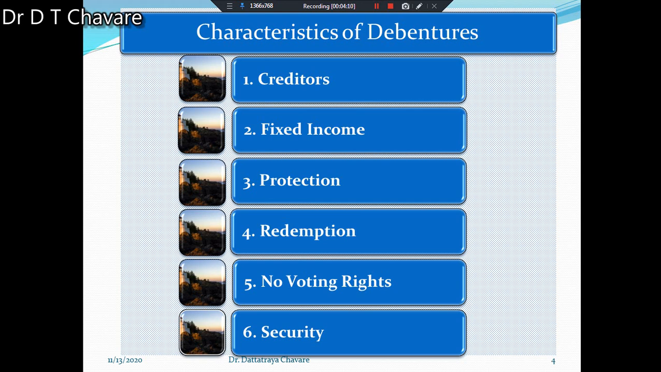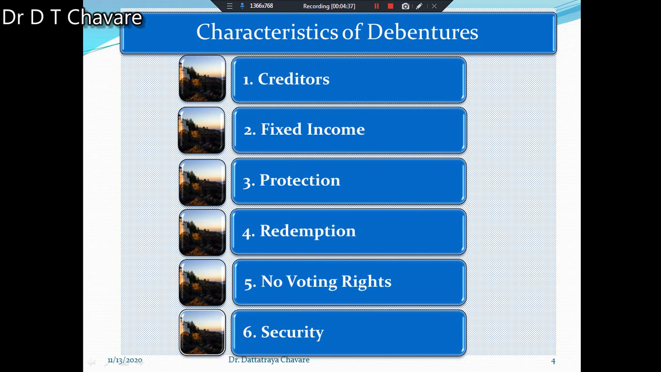Now, what are the characteristics of the debenture? We have to understand. There are different characteristics of debentures we have to study. With the help of this chart you can understand there are half a dozen characteristics, six characteristics which I have mentioned in the chart. The first characteristic is that debenture holders are the creditors.